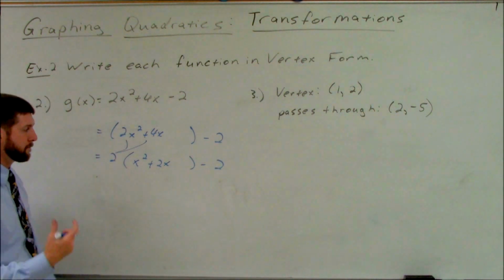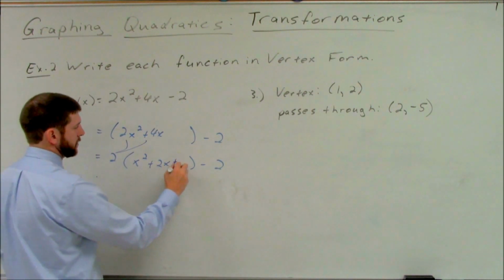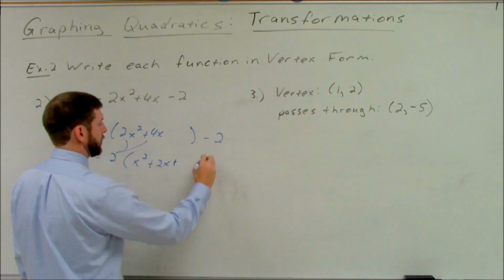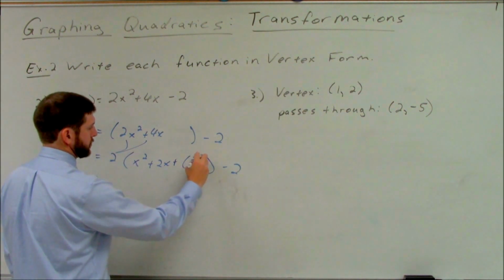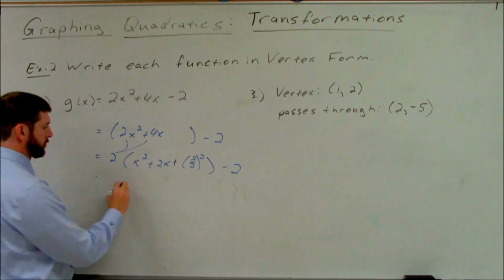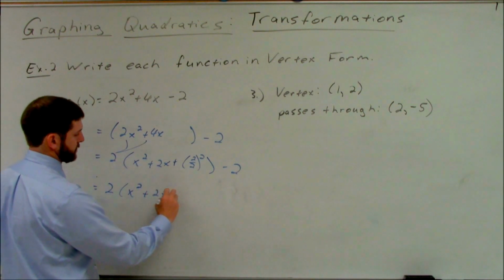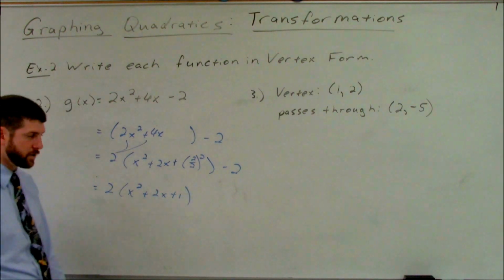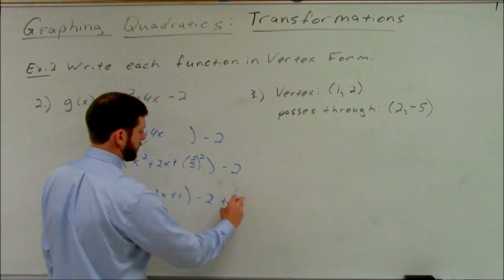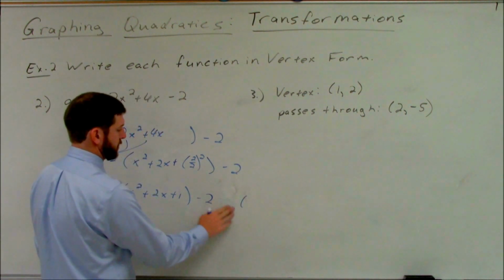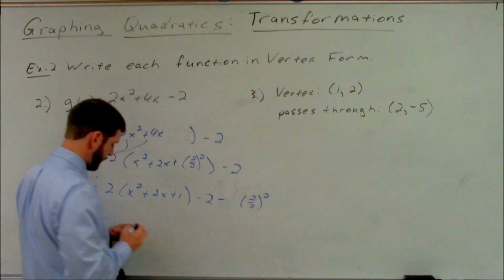Now we're ready to add the b over 2 squared into our problem. So plus b, which is 2 over 2 squared. So that's going to give me 2 times x squared plus 2x plus 1, which we know is a perfect square trinomial, minus 2, minus the b over 2 squared out here.